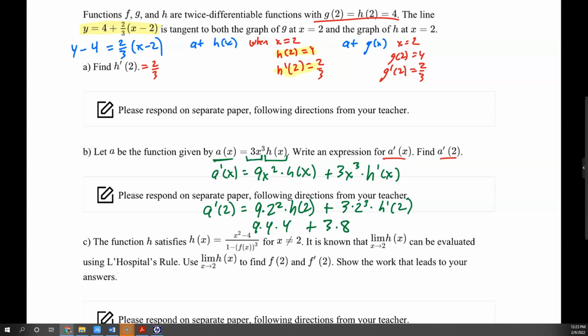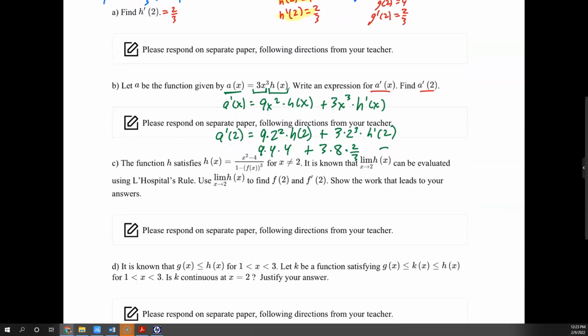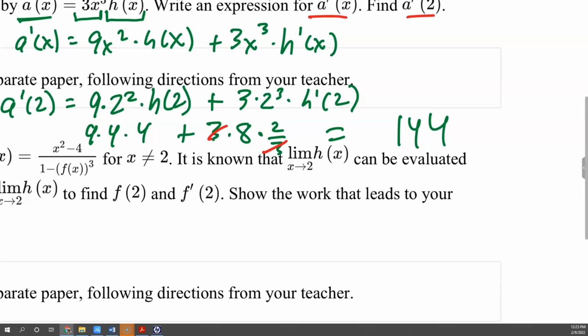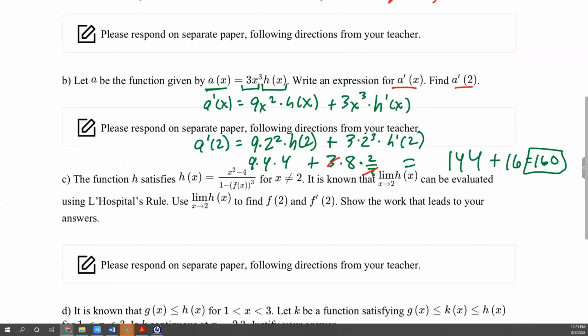Don't care. And then h prime of 2 is 2/3. Ooh, I love this. This is going to come out nicely. 9 times 4 times 4. It yelled at me that I couldn't use a calculator, huh? 36 times 4, 144, I think. Oh, let's go. 144. And then at least this one's not that bad. Plus 16. Okay, so 144 plus 16. So it's going to be like 160? Yes. Okay, I like that one.